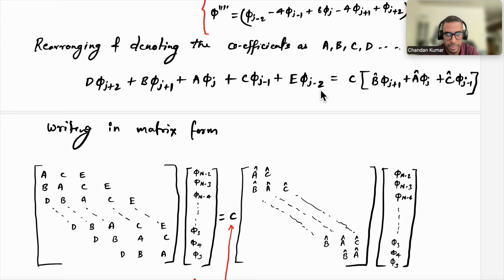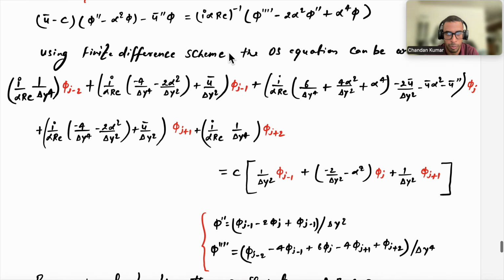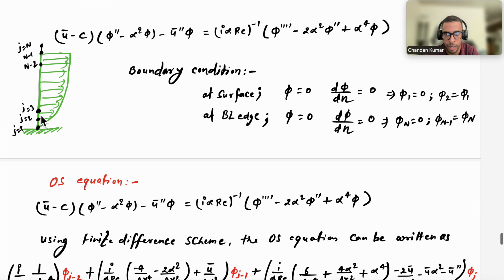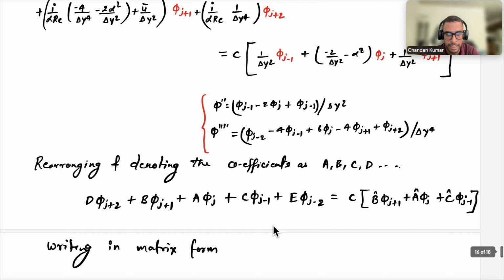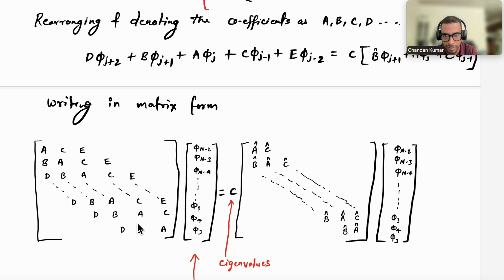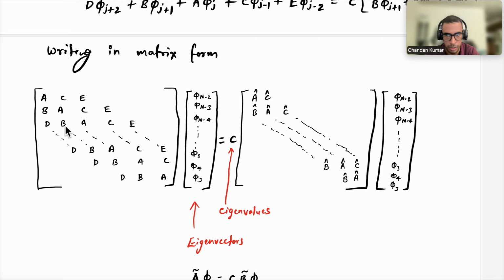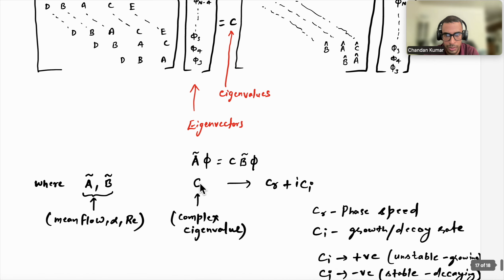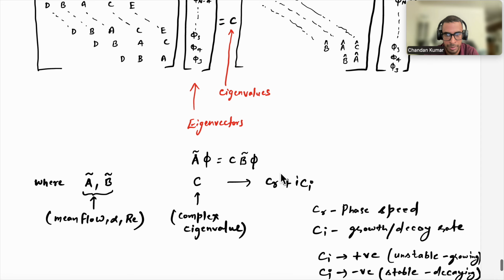So arranging this particular equation, writing it for all the nodes. We wrote this equation particularly for one node, for J, and J is one node in the wall normal direction. So this is written for J, and we get one set of equations. We will write the same equation for all the nodes, and then we can arrange it in matrix form. Here we will get a sort of penta-diagonal matrix on the left hand side, and a kind of tri-diagonal matrix on the right hand side. And here we have C, which is the eigenvalue, and this phi is arranged as a column that is the eigenvector.